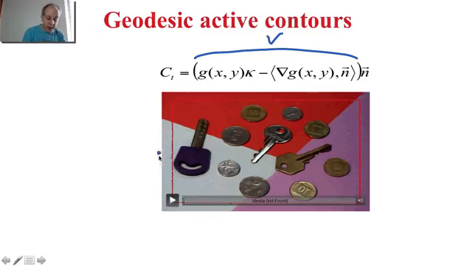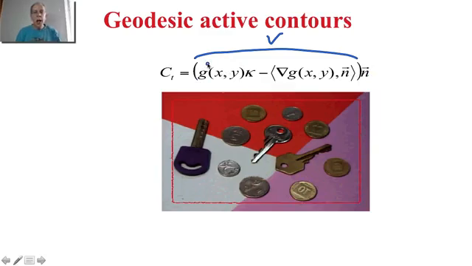Now, what are the terms inside here? This curve is going to deform with a certain velocity. Here is the curvature, no problem, we know it. Here's the normal. What's g? g is a function that depends on the image, for example, 1 over the gradient of the image. Now, why do we need this function?